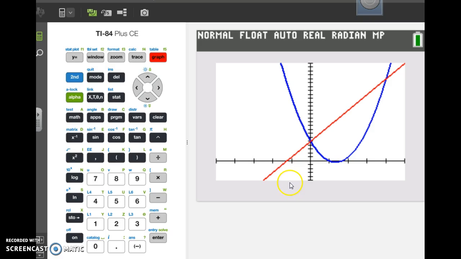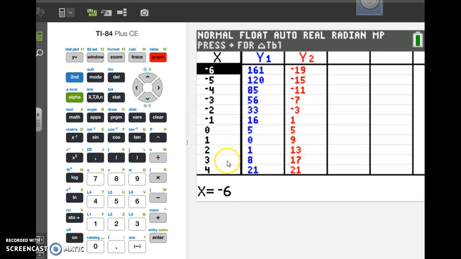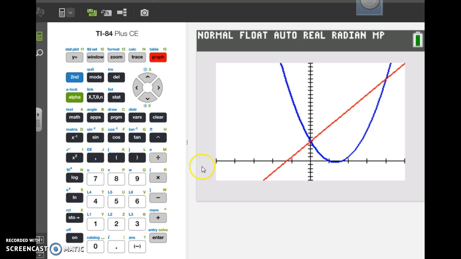You can go to your table, and you want to see where the two y values are the same. So if I go to my table, all right, 0 and 5, that's where it matches. And then down here I can see 4 and 21. So I know those are the 2 points. Now I can also do this graphically using the calculator, using the intersect command.